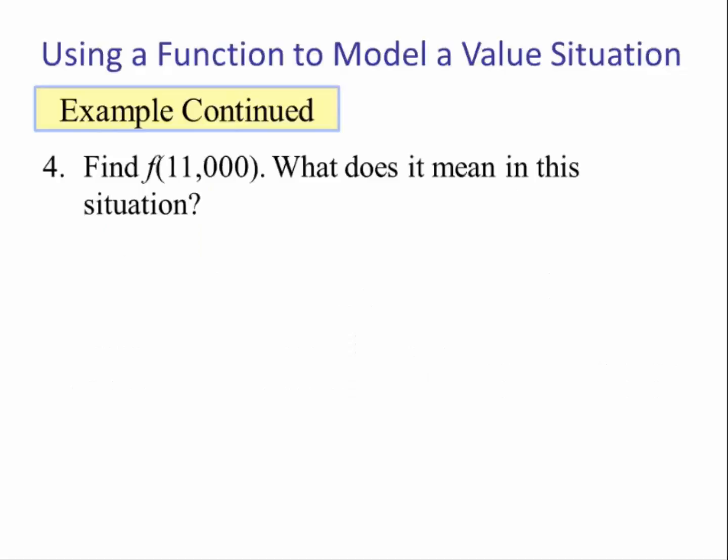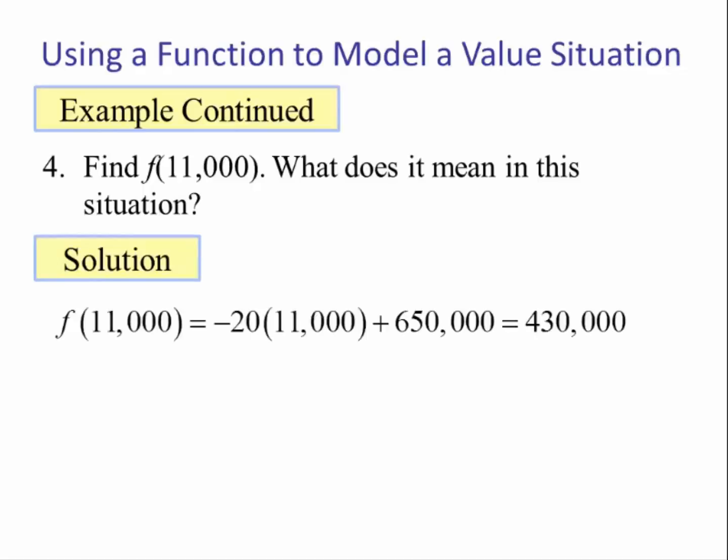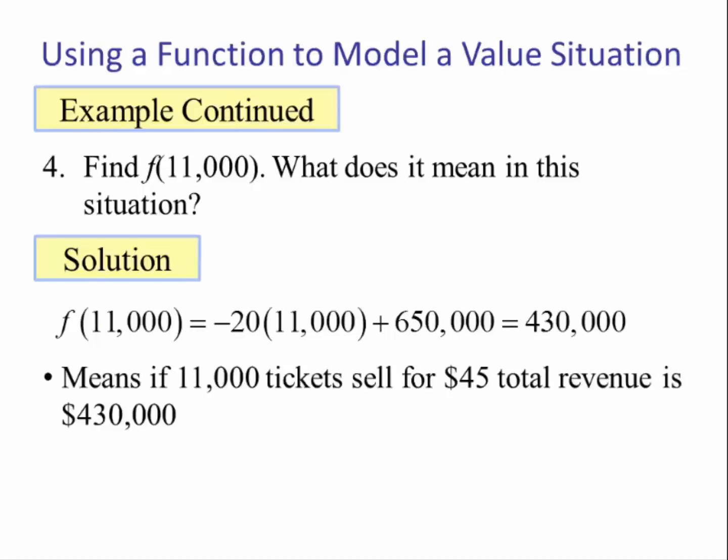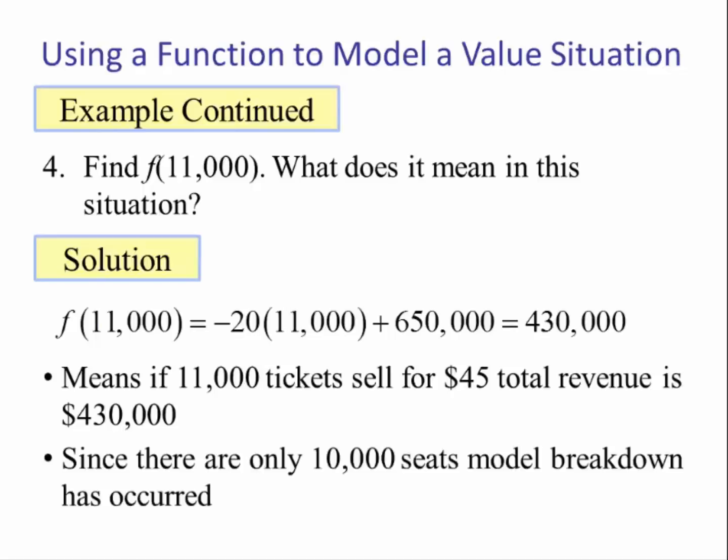Number 4, find f of 11,000. What does it mean in this situation? Solution: again, substituting 11,000 in for x, we have $430,000. That means if we sell 11,000 tickets for $45, the total revenue will be $430,000. Since there are only 10,000 seats available, we have a model breakdown as we are going outside our domain. Therefore our answer doesn't make any sense in terms of the problem.